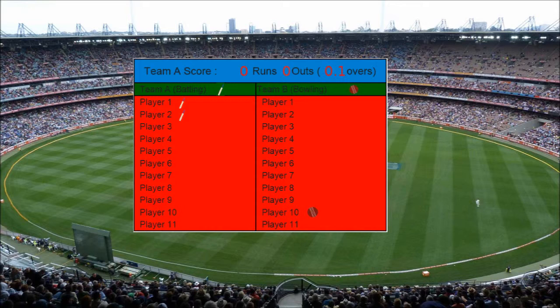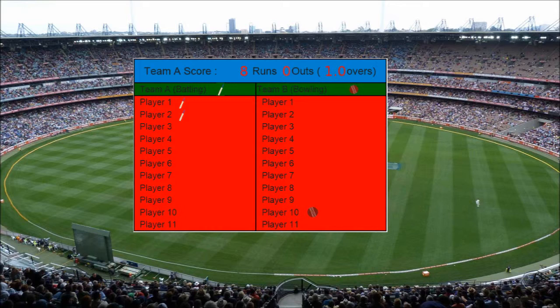You can now see that the over has changed to 0.1, which means that one ball has been completed in the over and no runs have been taken in that ball. Now 2 runs have been taken in the second ball, so the score moves to 2 runs from 0.2 overs. 1 run off the third ball takes the score to 3 runs from 0.3 overs. 4 runs off the fourth ball takes the score to 7 runs from 0.4 overs. 1 more run off the fifth ball takes the score to 8 runs from 0.5 overs.